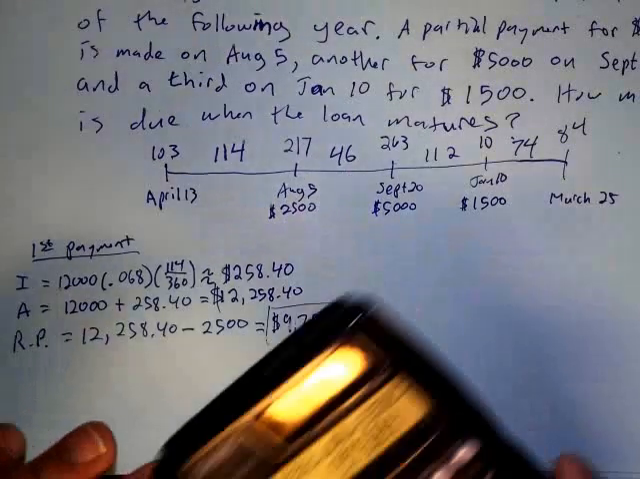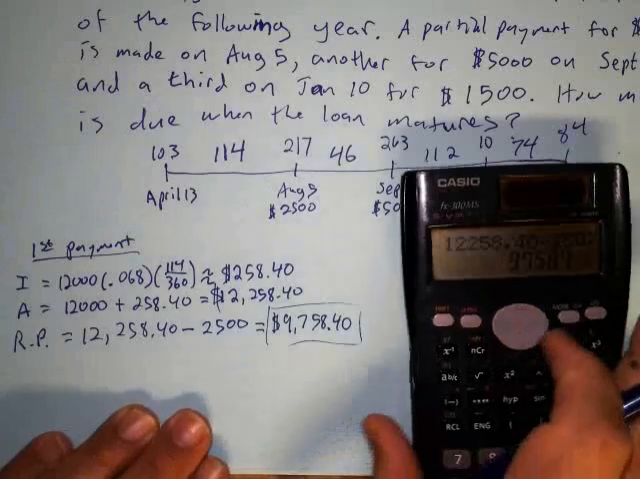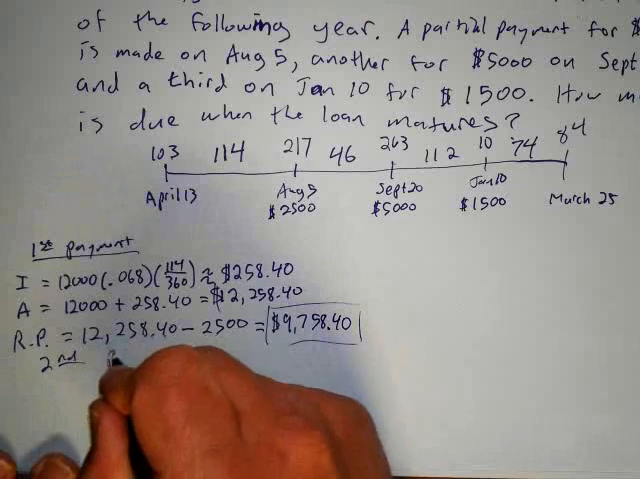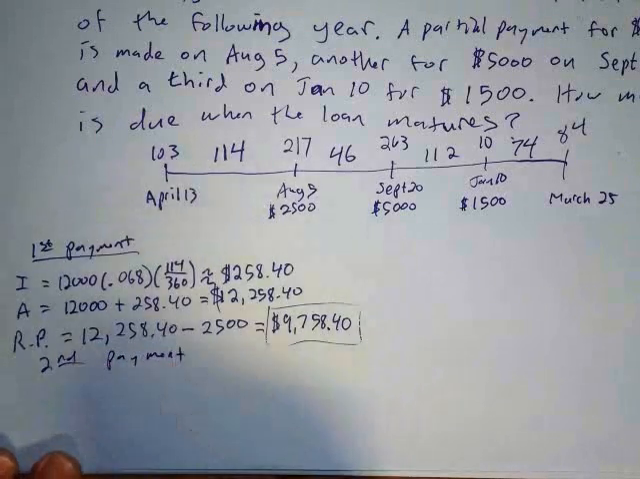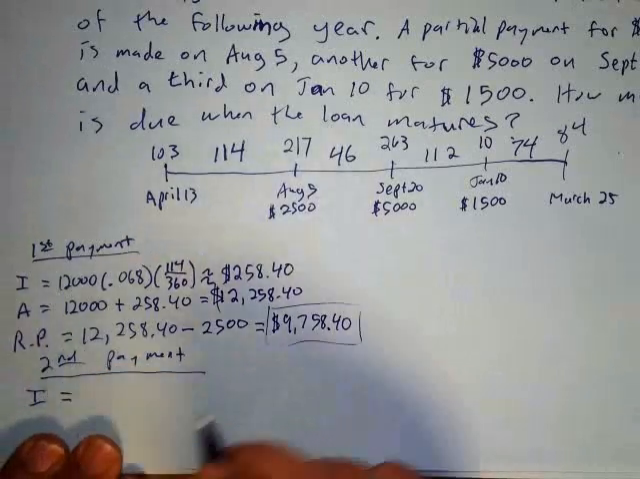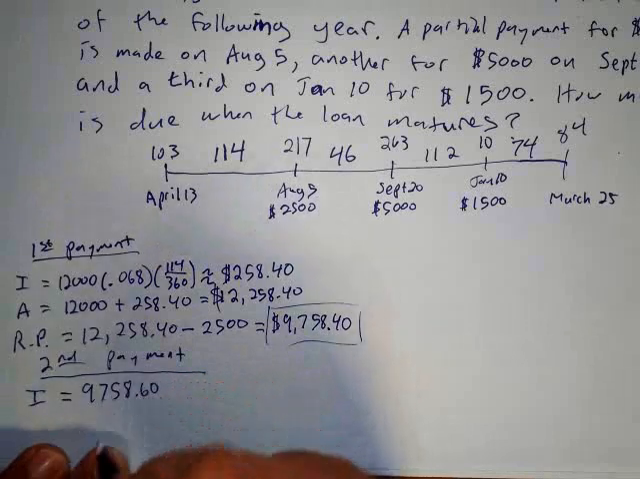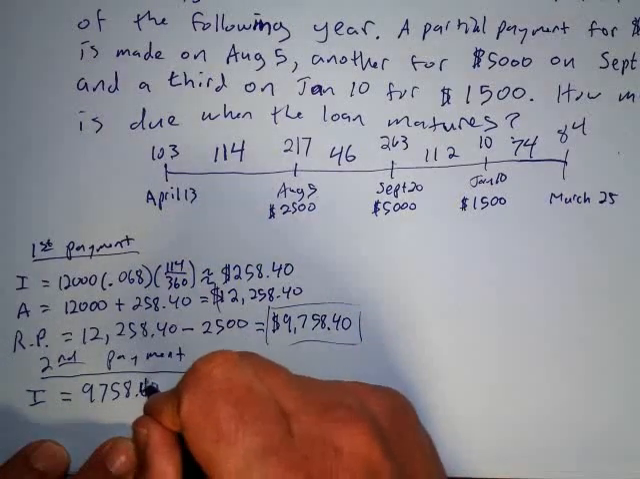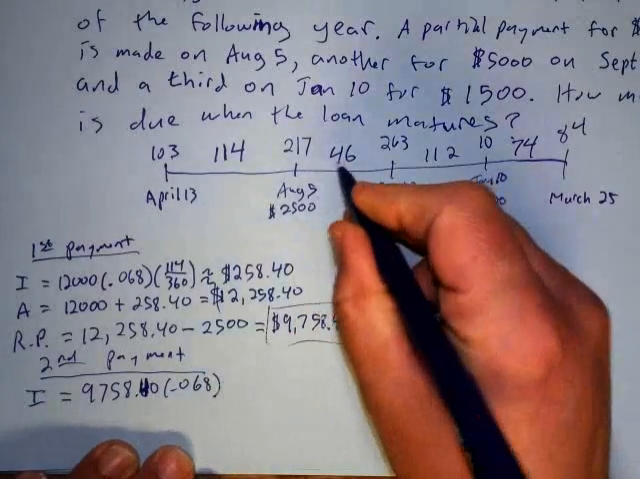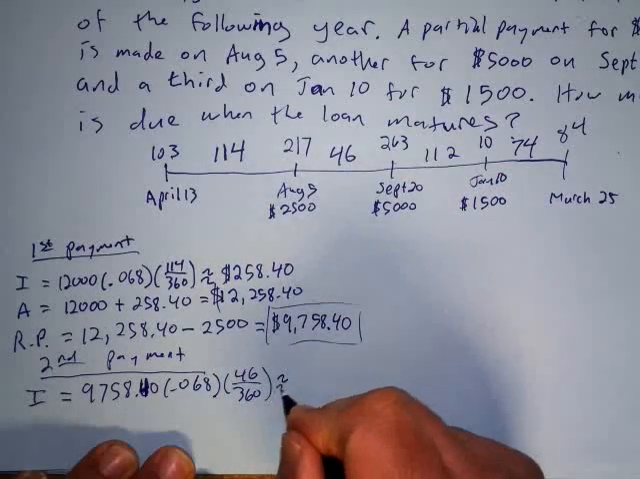Okay, and the nice thing here is when I use my calculator, it is in the answer line, and I'm going to take advantage of that in a second. Okay, so the second payment. So the interest here would be the $9,758.40 times 0.068 for 46 days now, and we're going to find that interest.